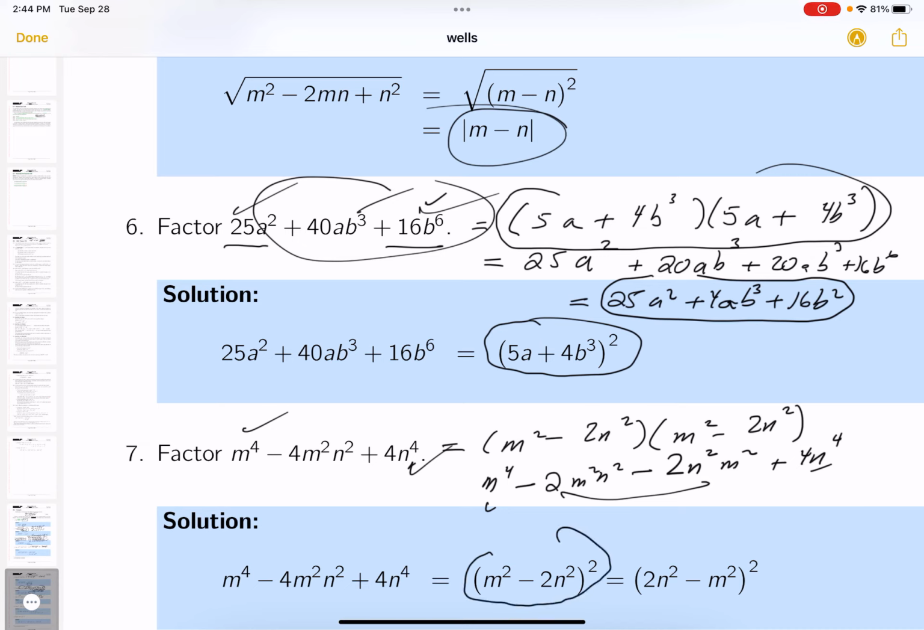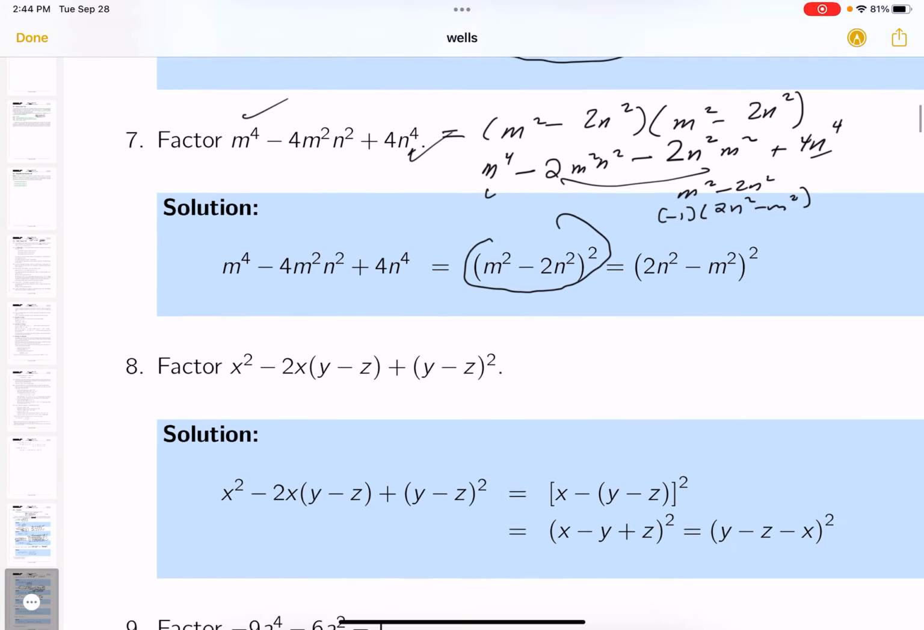Someone says, how'd they get the other pattern? Let me go through that with you. So if they have m squared minus 2n squared, what they could do is factor out minus 1. What are we left off with? 2n squared minus m squared. This is for some students easier to do, and the book does that too. All right? But anyway, we got our answer.